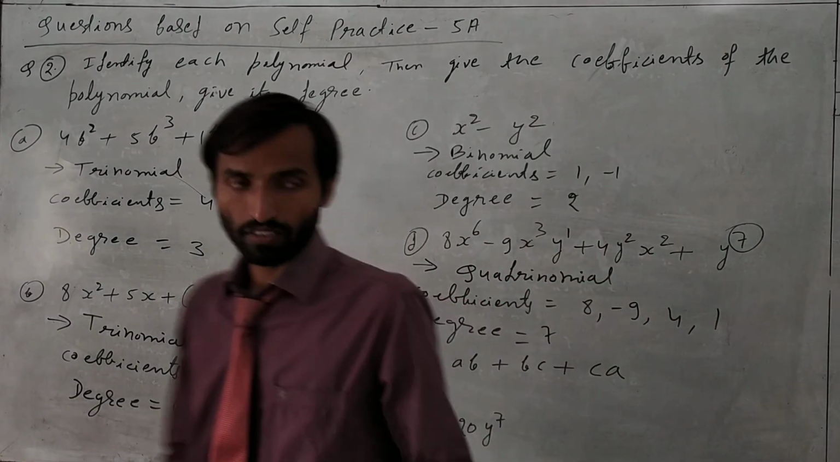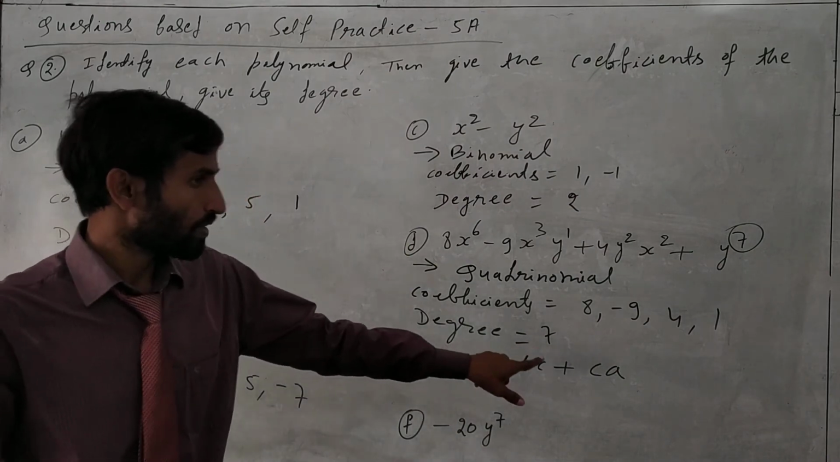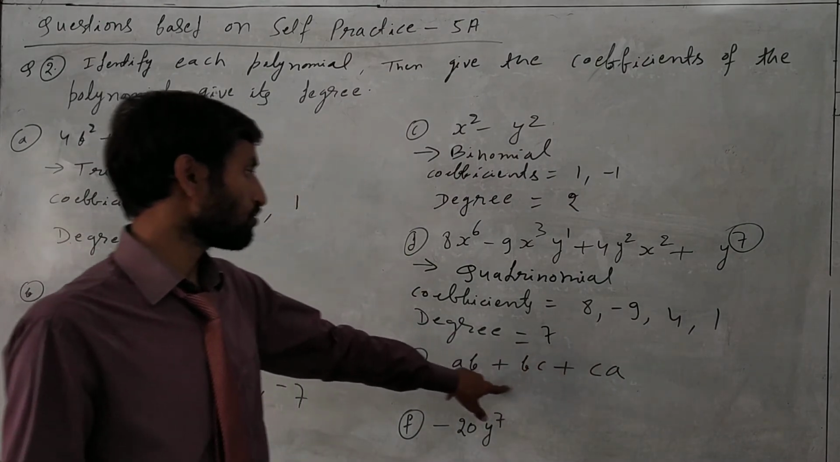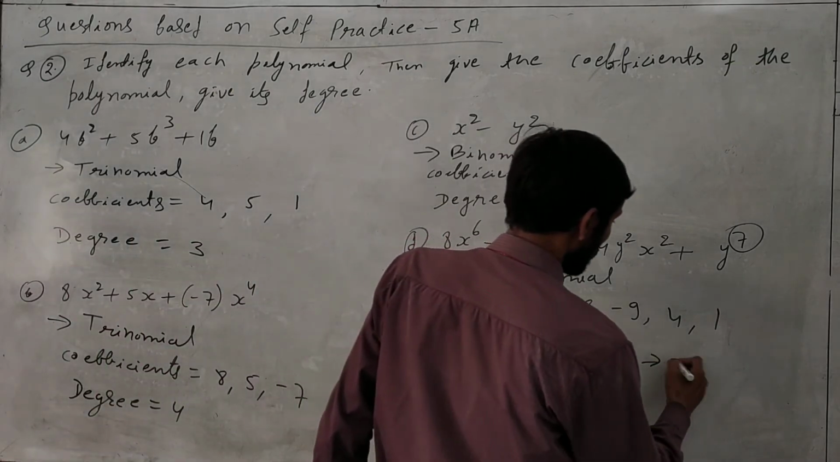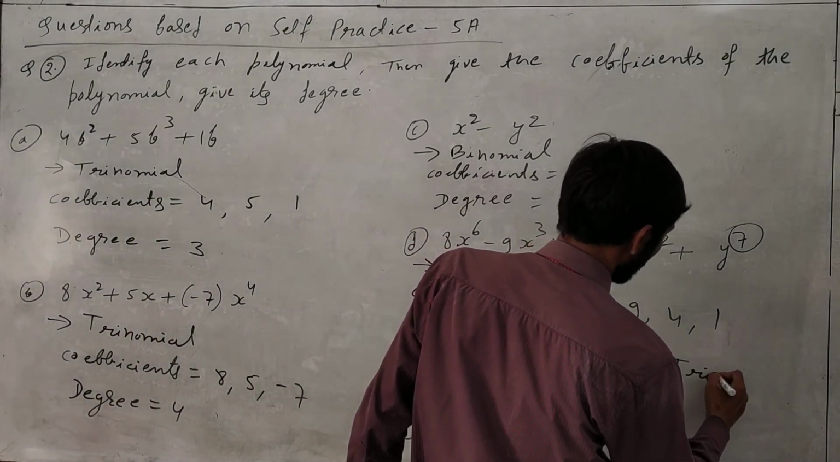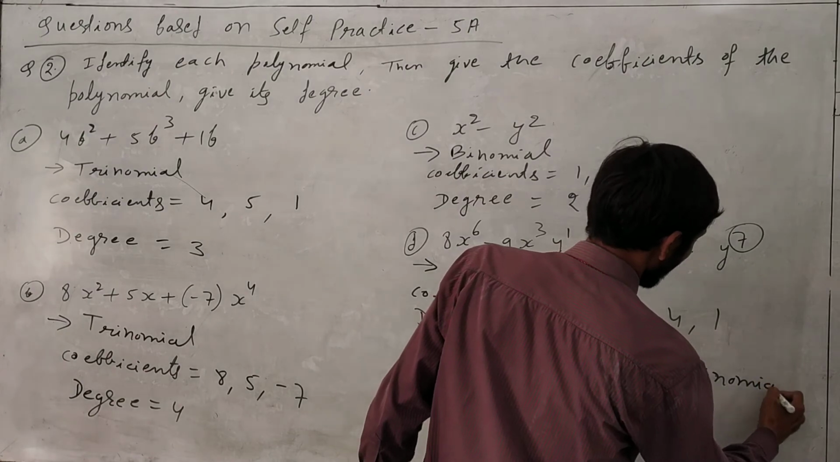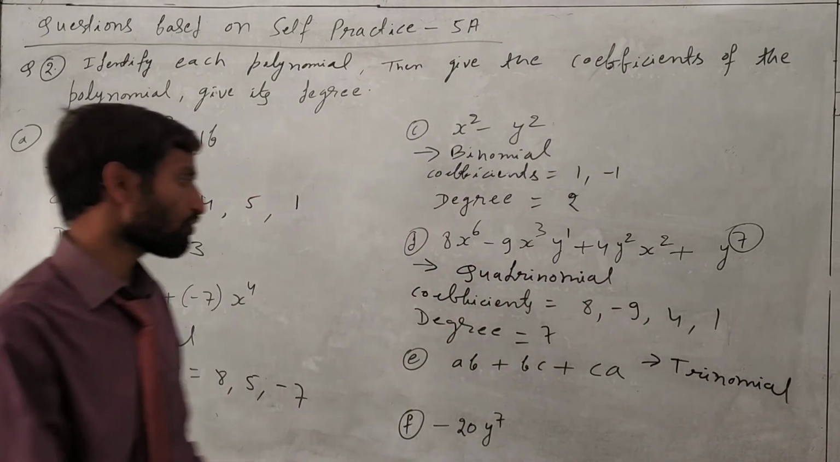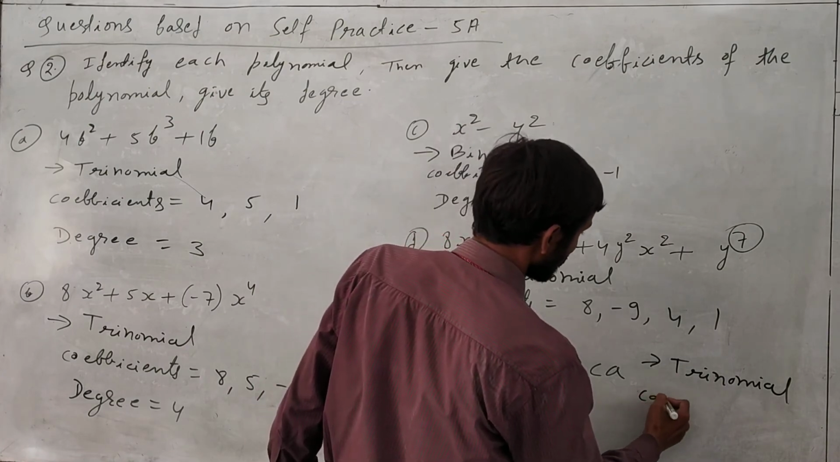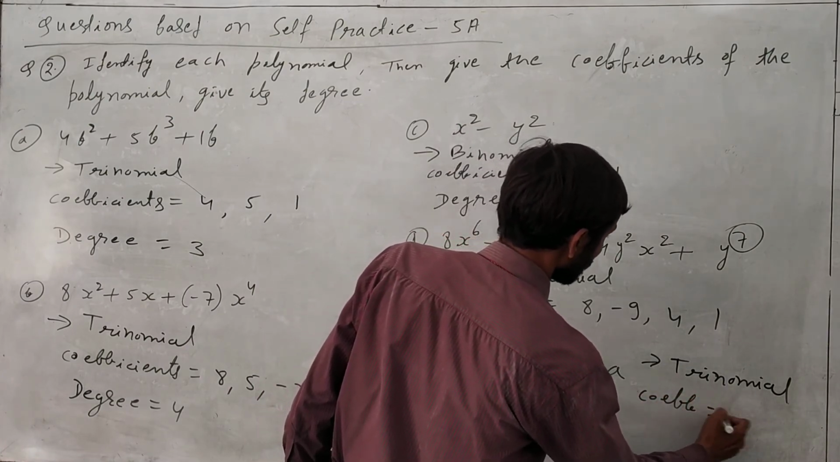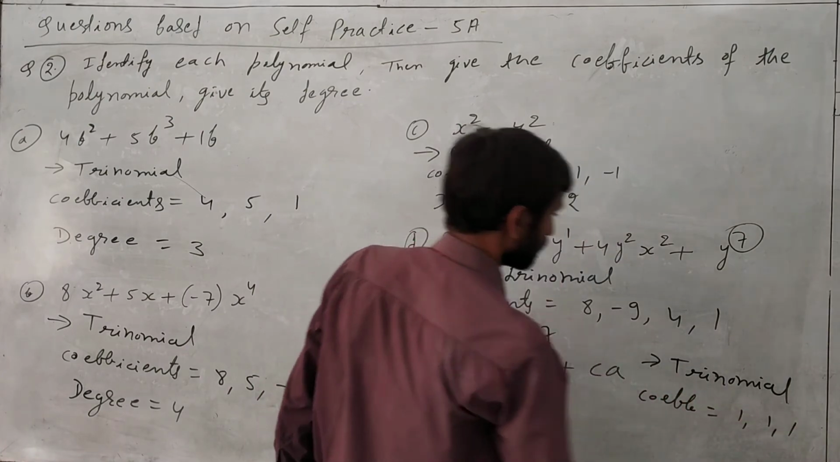Now the next part: AB plus BC plus CA. Just see, 3 terms are there, so we can say it is a trinomial. So just write down trinomial. Next, we have to find the coefficient of each term. There is no number, so just write down the coefficient of each term is 1. The coefficients are 1 comma 1 comma 1.